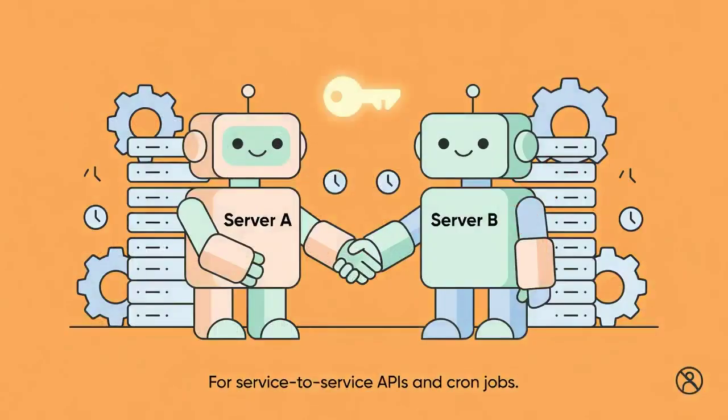When no human is involved, machines talk directly. The client credentials grant lets one server authenticate to another using its own client ID and secret, exchanging them for an access token with no user in the loop. This is the right choice for service-to-service APIs, cron jobs, and backend automation.